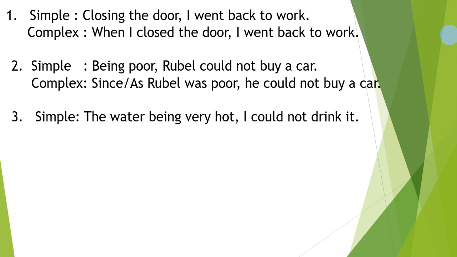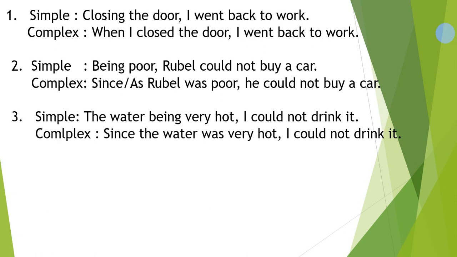Number 3. Simple sentence: The water being very hot, I could not drink it. Rule: The same rule will be applied here. The variation is that the subject is given at the beginning of the first phrase, since the expanded clause refers to a cause or reason. "Since" or "as" will be used at the beginning of the first clause. Now the complex sentence will be: Since the water was very hot, I could not drink it.